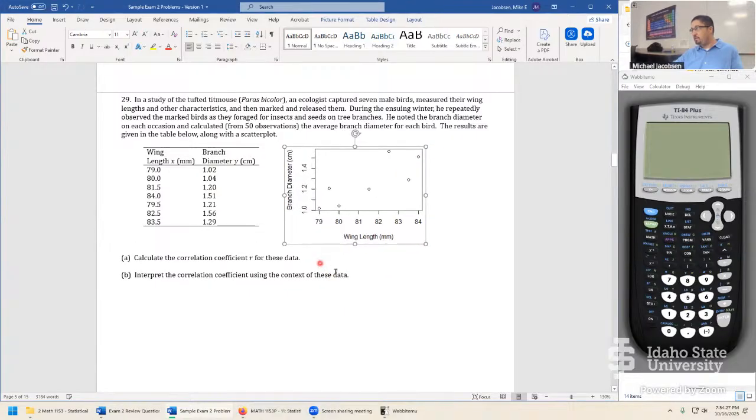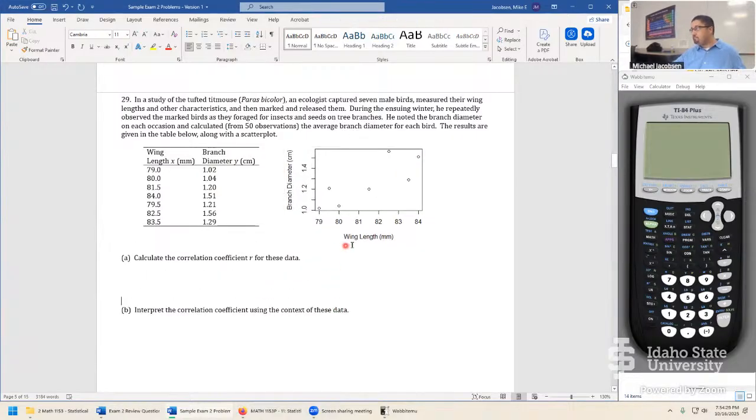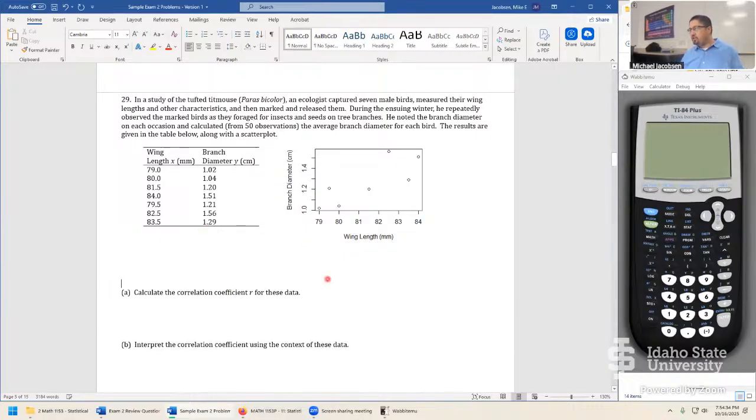Let's size this up a little bit better for class viewing. We have wing length going this way, branch diameter going this way. And one question I did ask on the quiz, I believe, which is also another exam question, would go like this. So let's change up the parts just a little bit. Determine which variable is the explanatory variable and which is the response variable. Then this would be our new part B, our new part C.